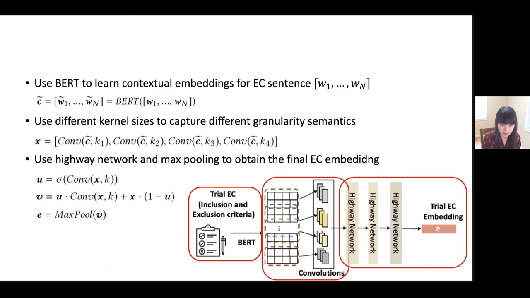Then, we use multiple one-dimensional convolutional layers with different kernel sizes to capture semantics at different granularity level. Next, we feed it into a convolutional highway layer, which has been widely used in many NLP tasks to extract text semantics. Finally, we use the max over-time pooling to reduce the dimension and obtain the final embedding for the EC sentence in current trial. Each dimension in the embedding denotes a semantic feature captured by convolutional filters.